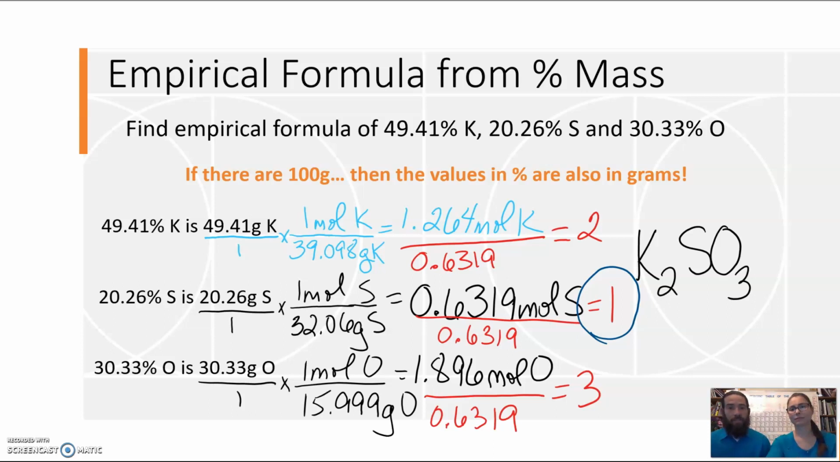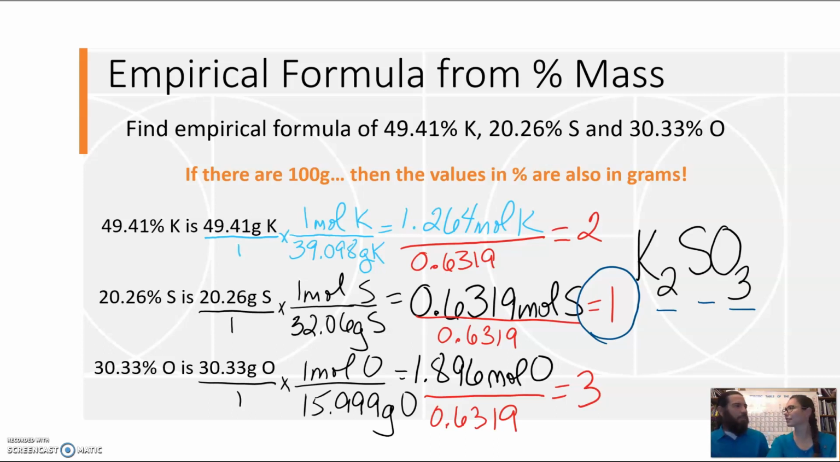So now we have the ratios. We have K2, S. We don't write the 1. Just the symbol represents 1, sulfur, right. And O3. So there we go. There's an empirical formula, and we just started with percent by mass.